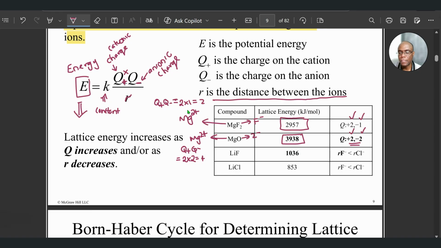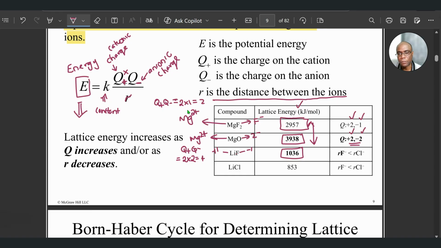The higher the absolute value of the product of the charges, the higher the lattice energy. Here, lithium has a charge of +1. Fluorine has a charge of -1. So you see those are lower than the other two, MgF2 and MgO, so the lattice energy will be smaller.